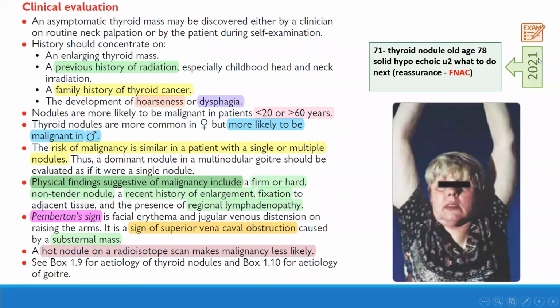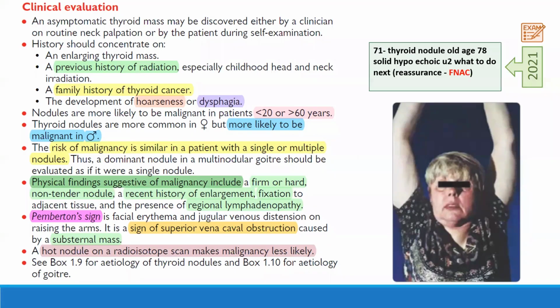And actually in a 2021 exam, they asked a question about a patient presenting with a thyroid nodule, aged 78, solid, hypoechoic, and U2. What to do next, reassure or fine needle? As the age is 78, I will recommend fine needle aspiration biopsy because age is a risk factor for thyroid cancer. But if the age is 40, for example, I would choose reassurance. In this situation, I will choose fine needle aspiration cytology.